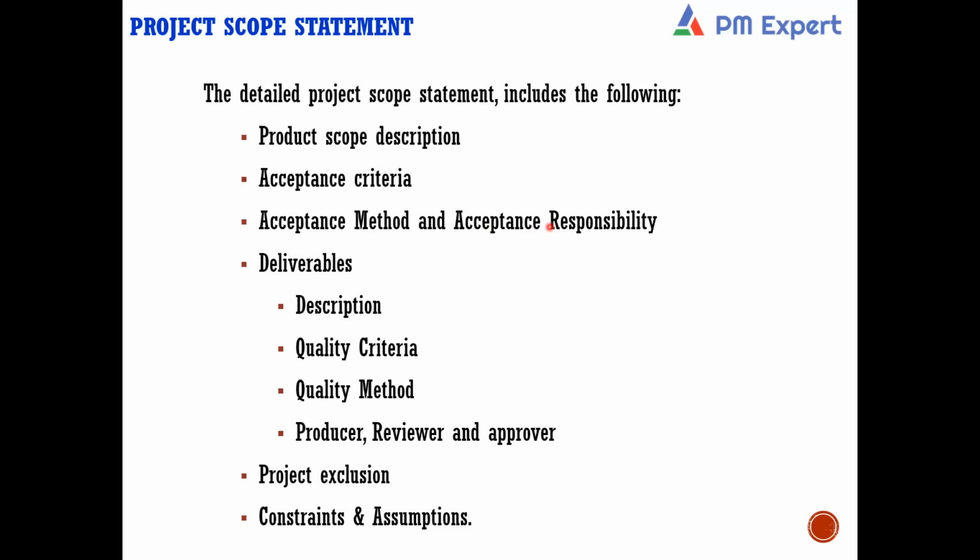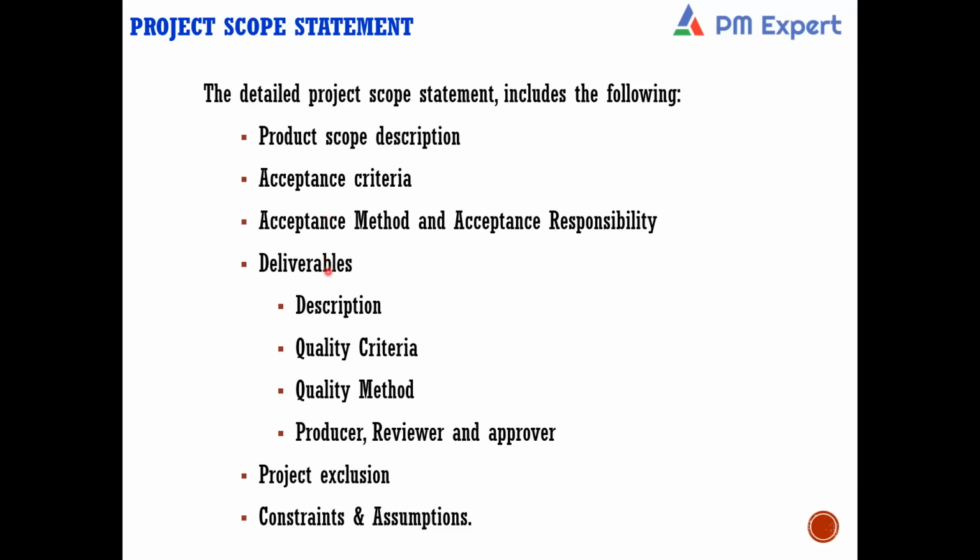Acceptance criteria must be in the scope statement. A scope statement is incomplete when acceptance criteria is not there. Right, Ashwini? Yeah, that's what I was thinking. The third element is acceptance method and acceptance responsibility. It may or may not be there. It's okay if it is not here, but it should be there in the scope management plan. Okay. Right? But again, acceptance criteria is a must in the project scope statement. Is that okay? Yes. Okay.